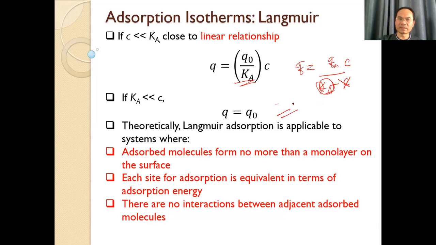If C is very, very small compared to Ka, the Langmuir isotherm is close to the linear isotherm. If Ka is very, very small compared to the concentration, Q approaches the constant Q0, the maximum adsorption. Based on the theory, Langmuir adsorption is applicable to systems where adsorbed molecules form no more than a monolayer. It is only monolayer adsorption. Second, each site of adsorption is equivalent in terms of adsorption energy. And the last one, there is no interaction between adjacent adsorbed molecules.